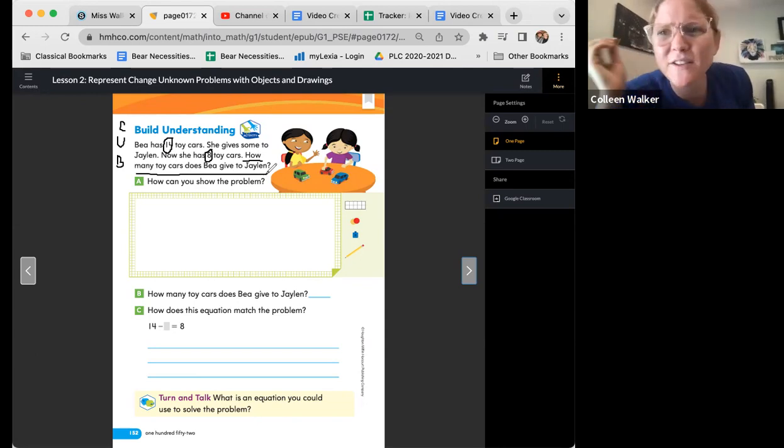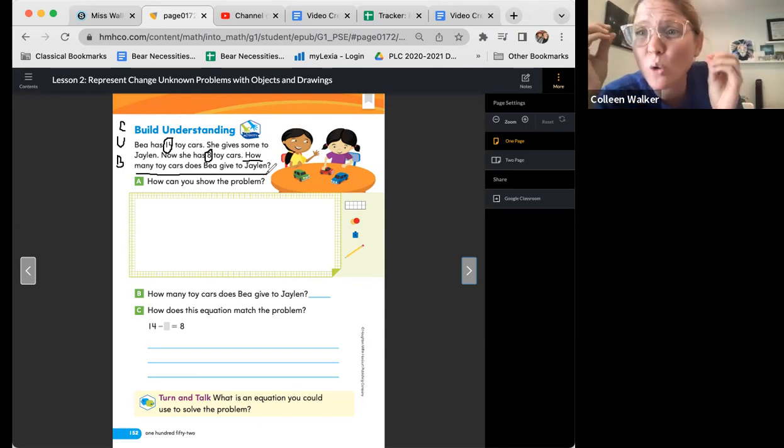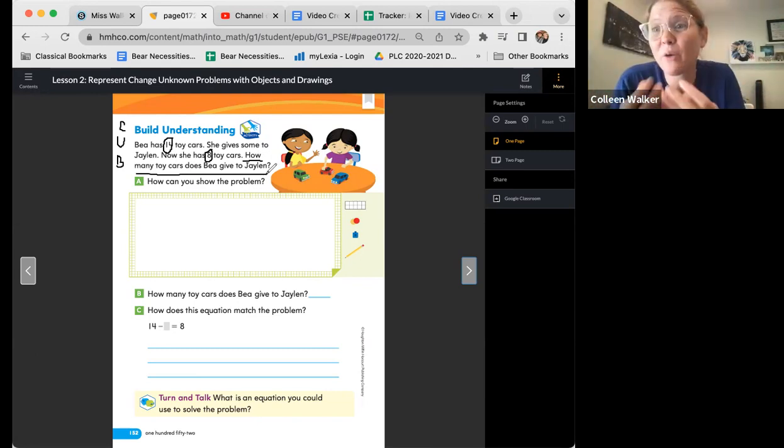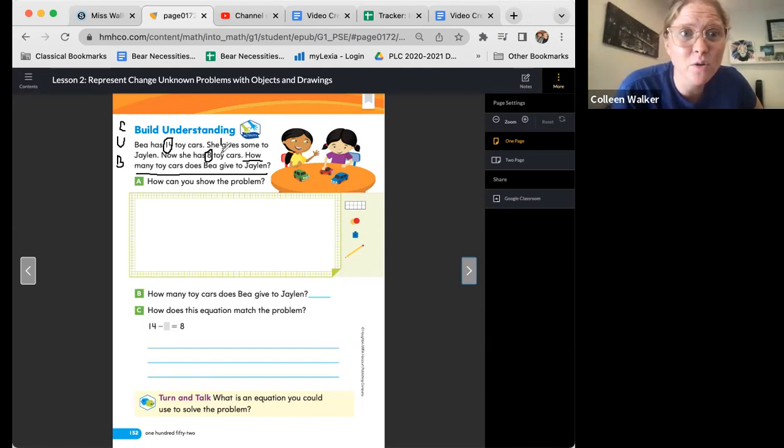Now, we need to figure out the keywords. Keywords are words that give us clues to whether we're going to add, put more together, or we're going to take away, we're going to subtract. So if you hear a keyword, let me know by giving me a thumbs up. Bia has 14 toy cars. She gives some to Jalen. Now she has 8 toy cars. Did you hear any keywords? What do you think they were? Yes, that she gives some. So I'm going to put a box around gives some. She gives some. That's a keyword.